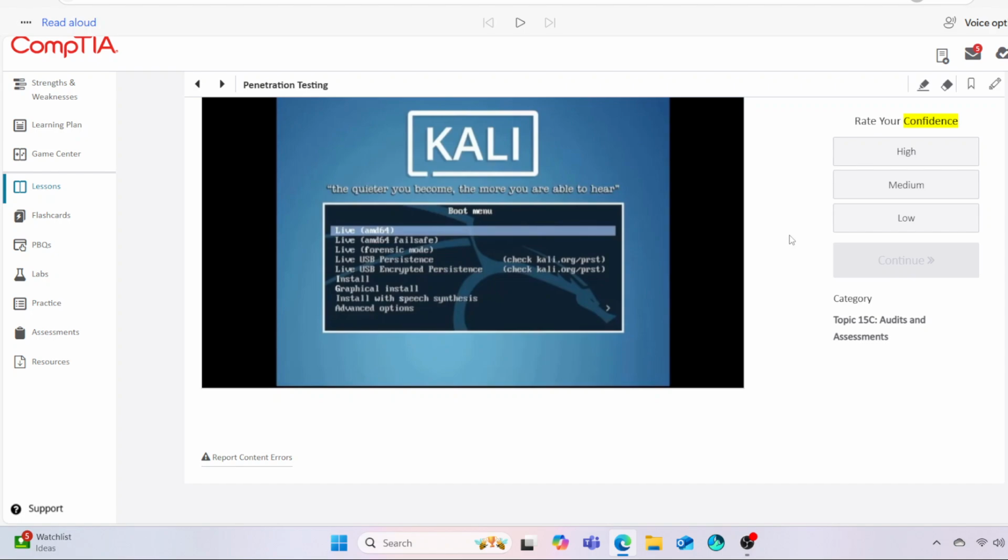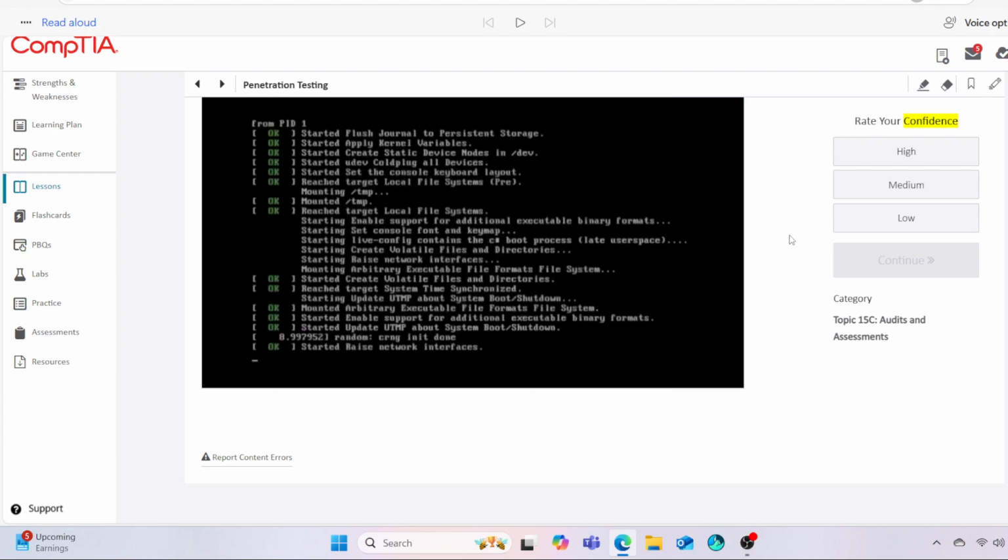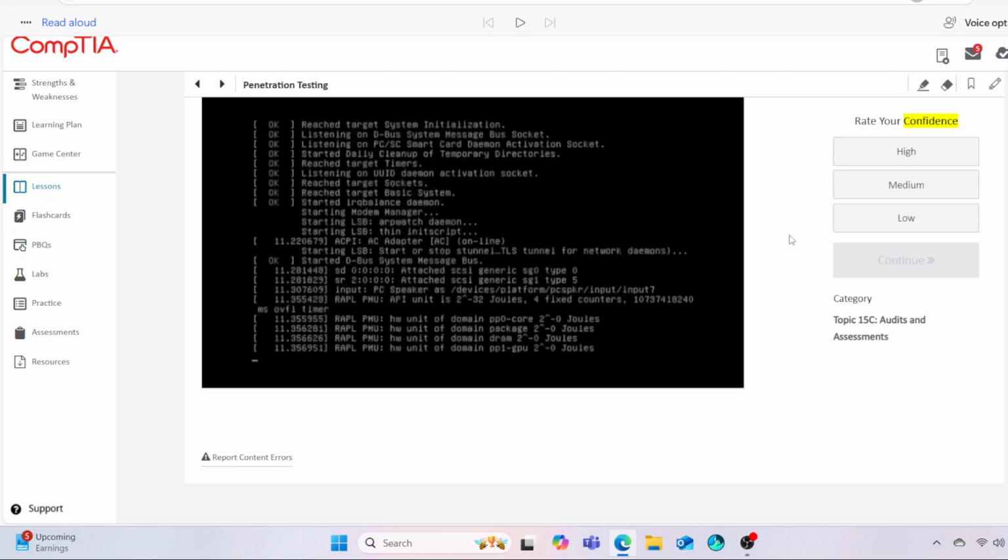My Kali Linux ISO image is downloaded and I've booted it up. Now it's asking me if I want to install it to a disk or just use it as a live CD. I'll go ahead and say, yeah, go ahead and just use it as a live CD. We'll let it launch and pretty soon we'll see the user interface.